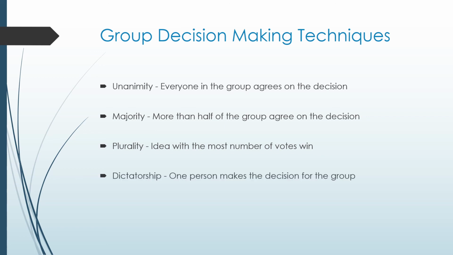And the final one is dictatorship, which is something that is looked down upon, not suggested, and something that should be avoided as much as possible. Dictatorship is when one person makes the decision in the group. So there's only one person, he makes the decision, and the group needs to go ahead with it. As a project manager, that's definitely something you should avoid.